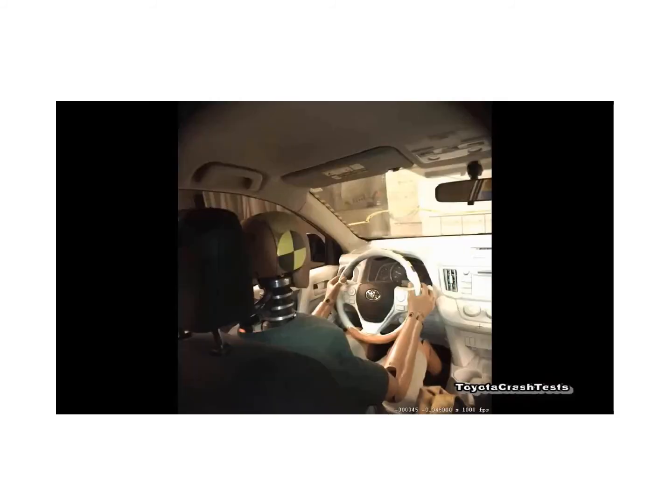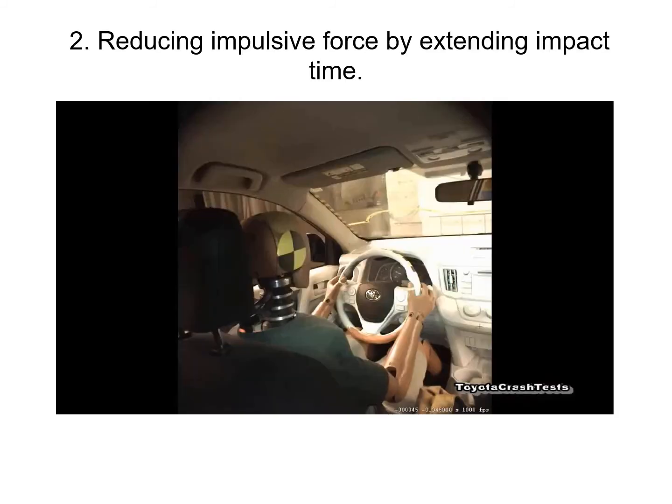The second situation is reducing the impulsive force by extending the impact time. Here, I also attach a video related to this kind of situation. Let's see if you can relate the situation to what we have learned today.